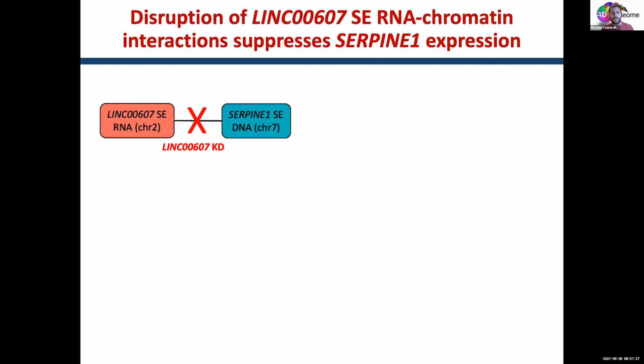Now, how did we test that? Basically, we disrupted this RNA-chromatin interaction, and how did we do that? Just by knocking down LINC00607. So when LINC00607 is knocked down, there are basically no RNAs establishing interchromosomal interactions with SERPINE1.